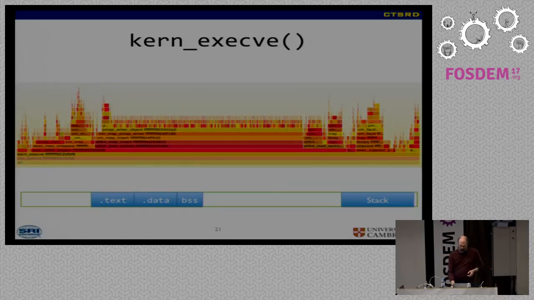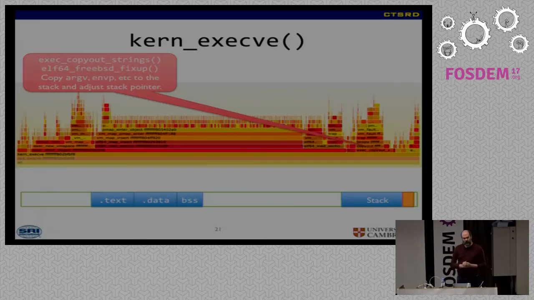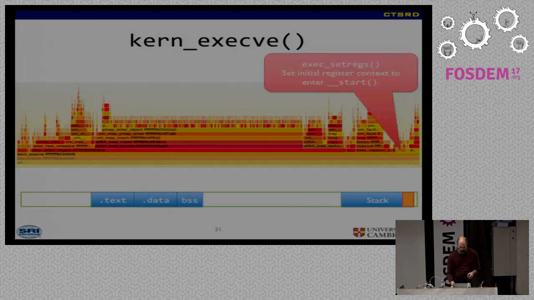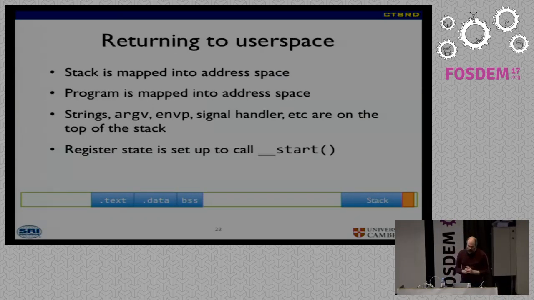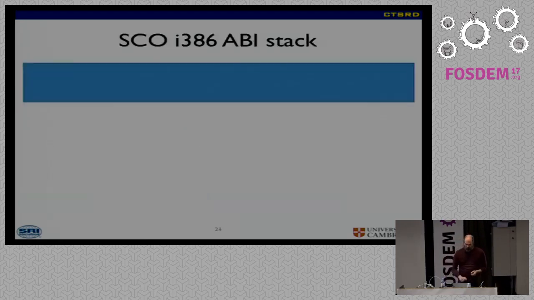So back to kernel exec ve, we now have much of the program mapped. And now we're going to copy out the various arguments and environment bits and a few other things that I'll get to in a minute to the end of the stack. Finally, this exec setregs function sets up the registers of the processor so that when the execve system call returns, it returns into a call to the __start function. So we're actually about to get ready to run code. So back to sys execve. We have set up all of our memory, we have mapped all of our bits, and now we're about to return to the address space. As a recap, the stack has been mapped into the address space, the program has been mapped into the address space, and various strings, environment variables have been copied in, as well as signal handler and some other bits.